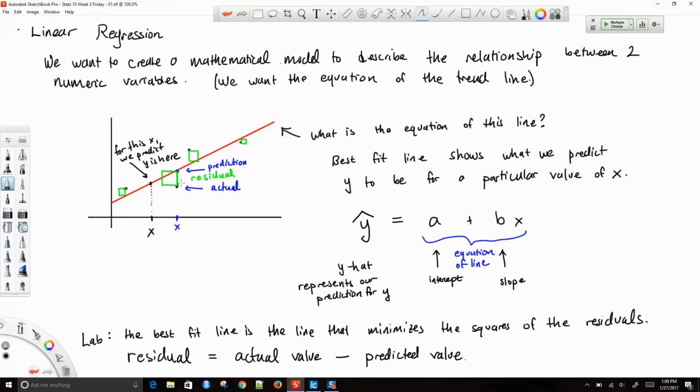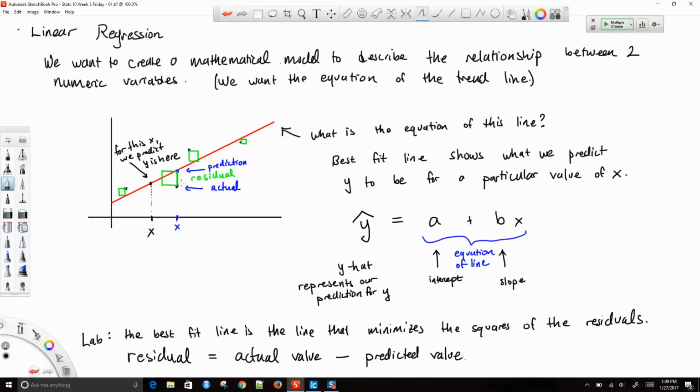Yes, question? Why do you use the squares instead of just the residual? Well, there are a few properties of squares. When you have just the residuals, you'll have both positive and negative values, and it turns out that you're often going to get 0 as a sum of your residuals, for a lot of different things.